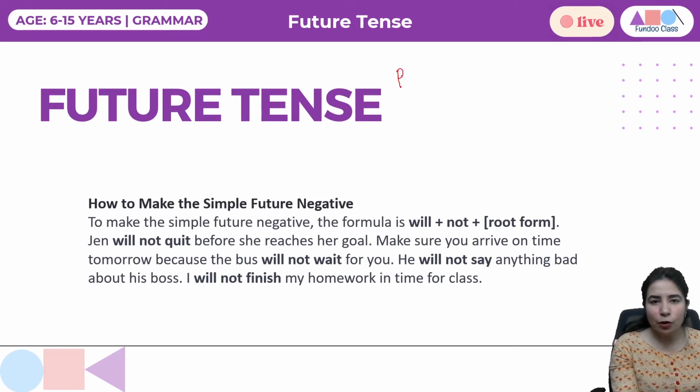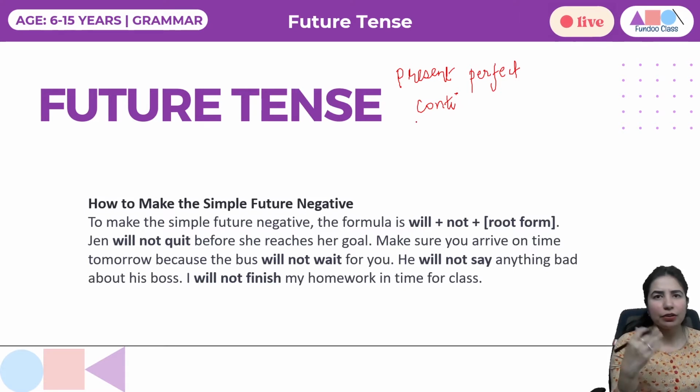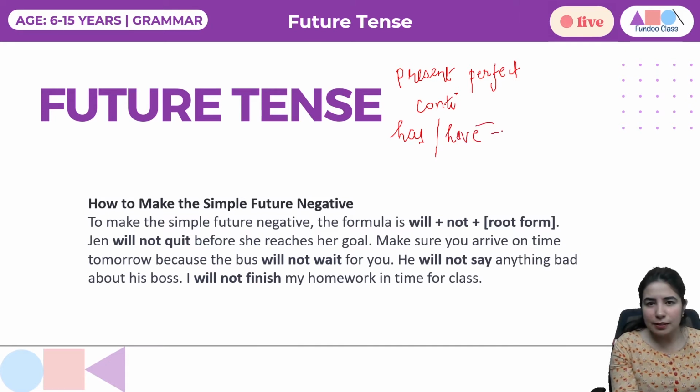Now we have already talked about present perfect, so let's talk about present perfect continuous. I hope my writing is legible, right? So whenever I'm speaking, you should pay attention also, and I'll also try that this comes out well. So this is has or have plus been plus verb first form plus ing, right?